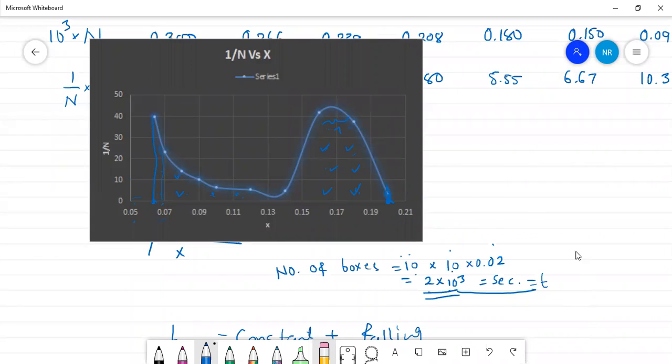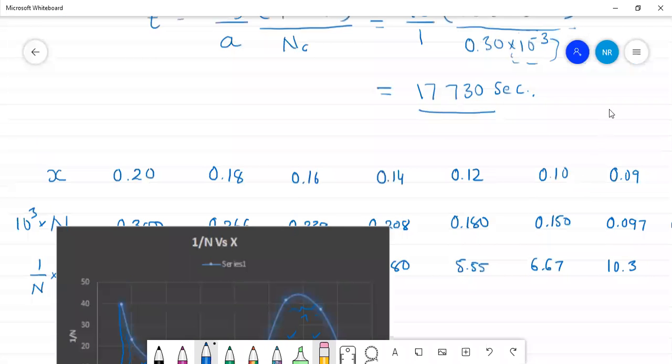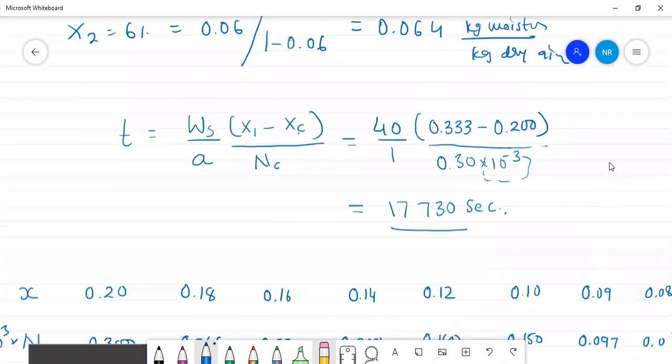Now for the total time, constant time plus falling time. Constant time we take 17,730 plus falling time 2 multiplied by 10 raised to 3. So the total time will be 19,736 seconds, for moisture content from 25% to 6%. So we took one example. This is the book example given.